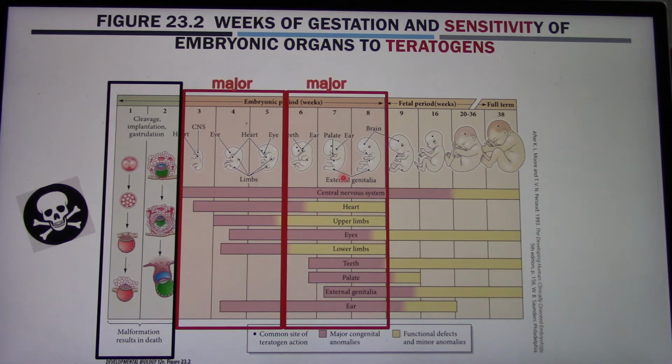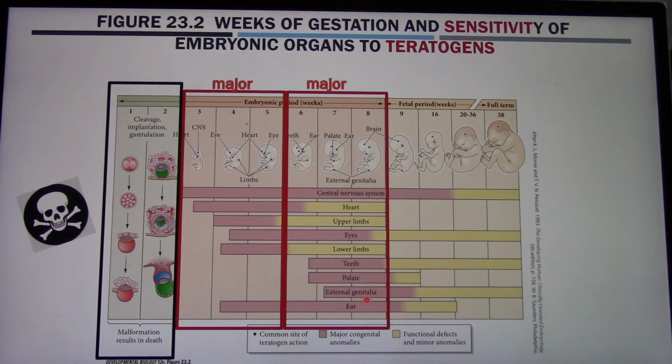And now in the last 2 weeks of embryogenesis, weeks 7 and 8 of human development, external genitalia are also impacted. So if you're exposing your embryo developing in your uterus to teratogens during weeks 7 and 8, you're going to affect your child's external genitalia development, for example.